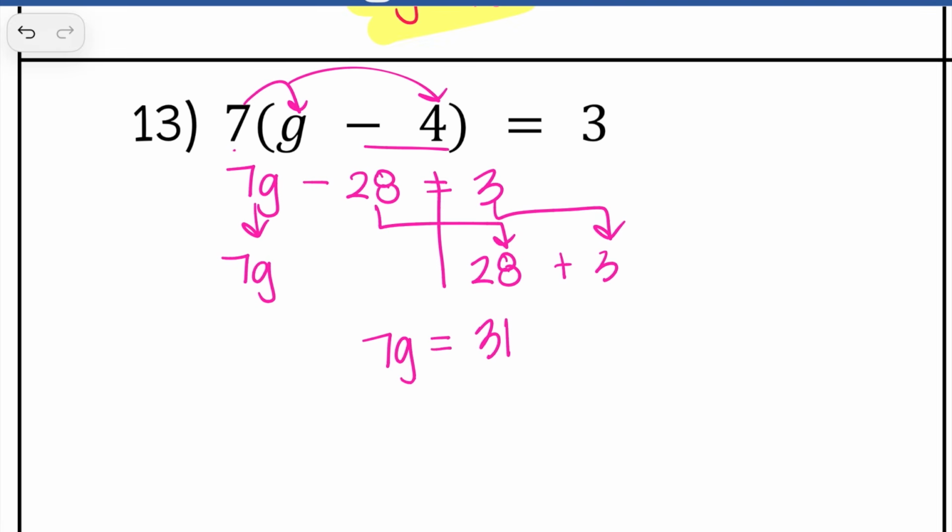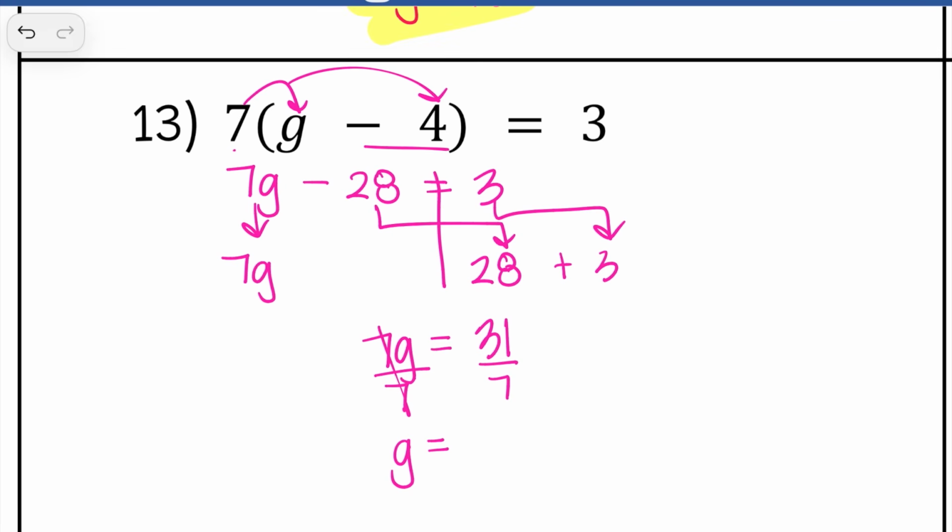So I know this one looks a little bit tricky. That's okay. We're going to divide both sides. The next step is still to divide both sides by 7. Bring down your g and your equals. And so I'm left with 31 divided by 7. 31 is not evenly divisible by 7.